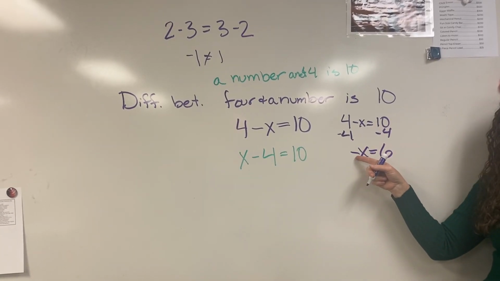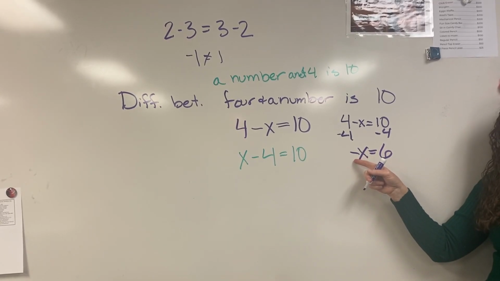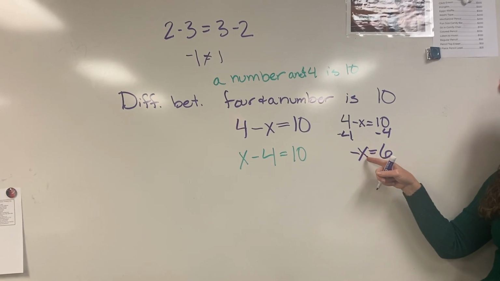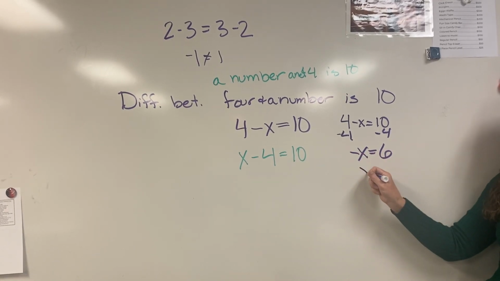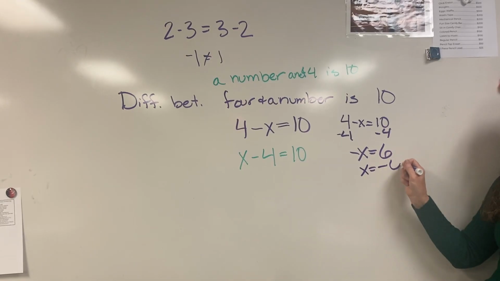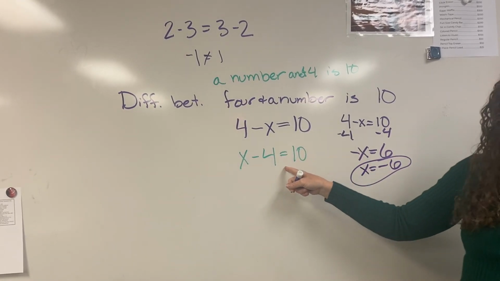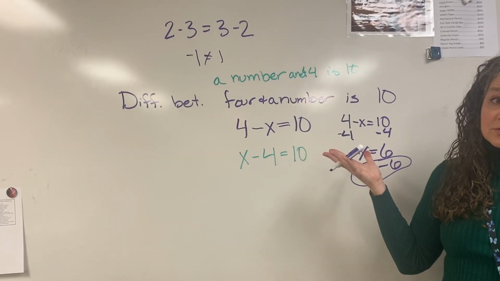But how could I call that? Is that always negative? What can I call it, Lara? The opposite of x. The opposite of x is +6. So what's x? X is -6. And in this other one, x is going to be +6. And those are very, very different numbers.